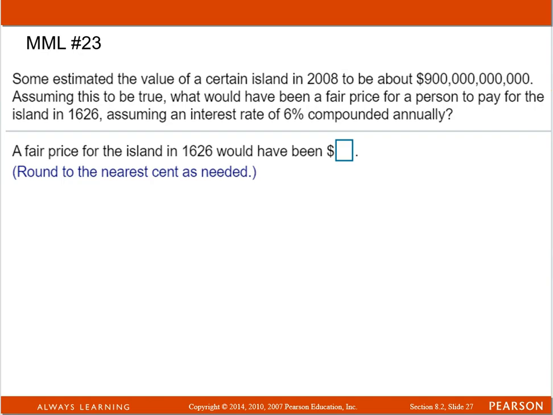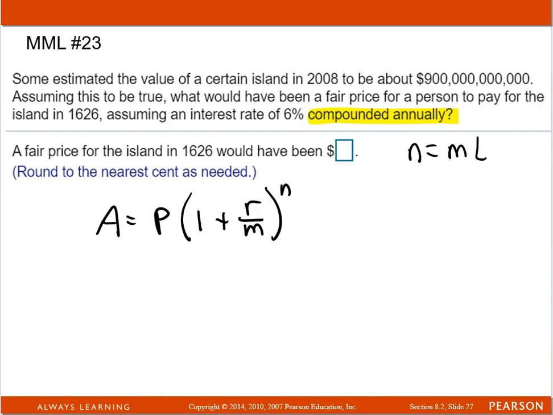Okay, so I see the word compounded annually. As soon as I see compounded, I know I'm dealing with this formula, the compound interest formula. And remember that N equals M times T. And they said, do I have a yellow? Yes, I do. Right here, compounded annually, that means M is a 1. So that's a 1 times time.